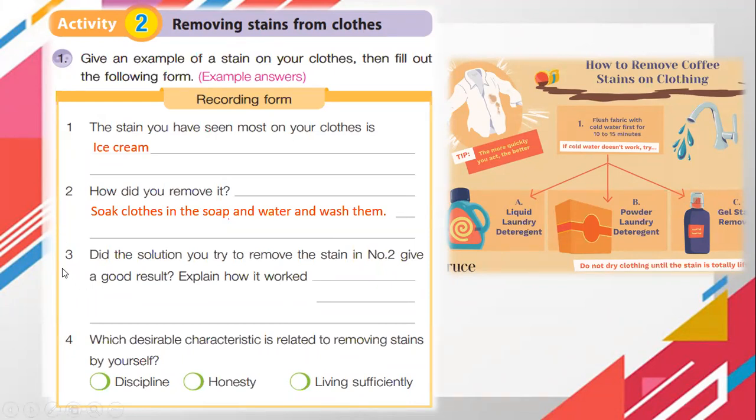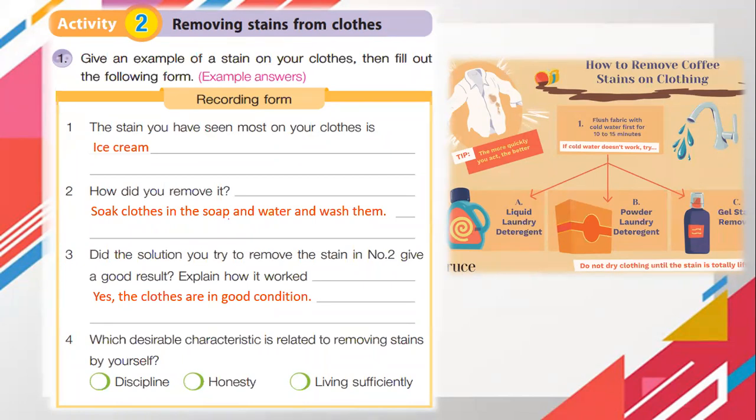Now, number three, did the solution you tried to remove the stain in number two give a good result? Explain how. If we try this method to remove the ice cream stain, how was the result and how did it work? The clothes are in good condition. If we remove the stain already, our clothes will be in good condition.